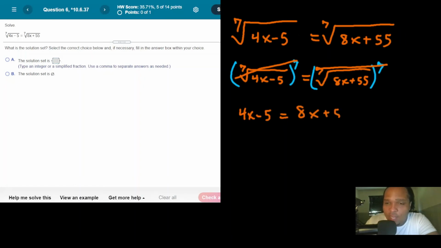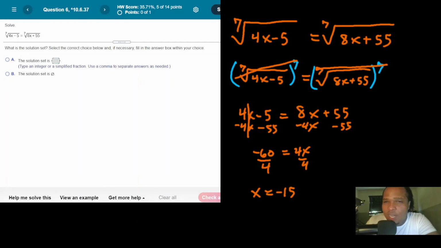Look at that, really nice. We just have to bring some things over and we can call it a day. Let's go ahead and subtract 4x from both sides. So we get rid of that. And let's bring the 55 over to the left. So we're going to subtract 55. So we have negative 60 is equal to 8 minus 4 is 4x. Divide both sides by 4. And we get x is equal to negative 15.